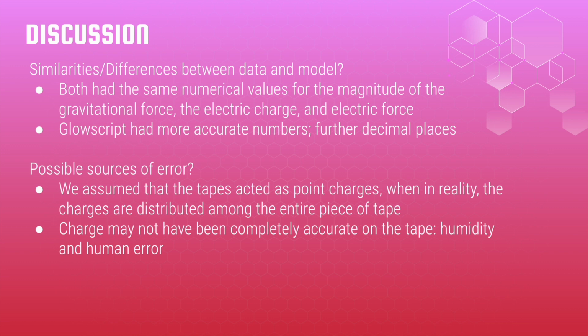So there were a couple similarities and differences between the data and the model. Both had the same numerical values for the magnitude of the gravitational force, electric charge, and electric force, but GlowScript did have more accurate numbers because they were calculated down to further decimal places. Some possible sources of error include the assumption that the tapes acted as point charges, when in reality the charges are distributed among the entire piece of tape. The charge also may not have been completely accurate on the tape. This could be a result of the humidity lately and also human error when creating the charges.